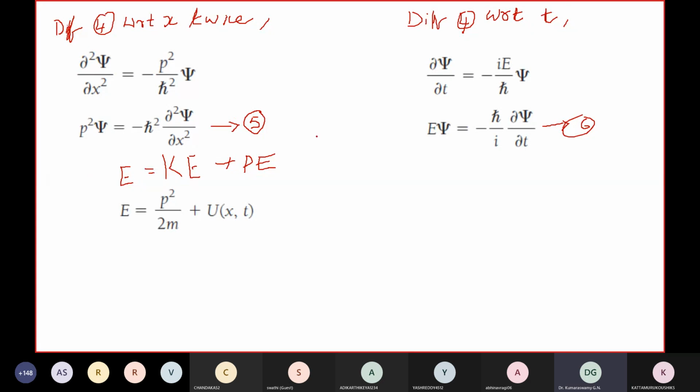Right. Now we have, so now multiply throughout with psi. Next, write down. Multiply throughout with psi. What do we get? E psi is equal to P square psi by 2m plus U psi. This is equation 7.